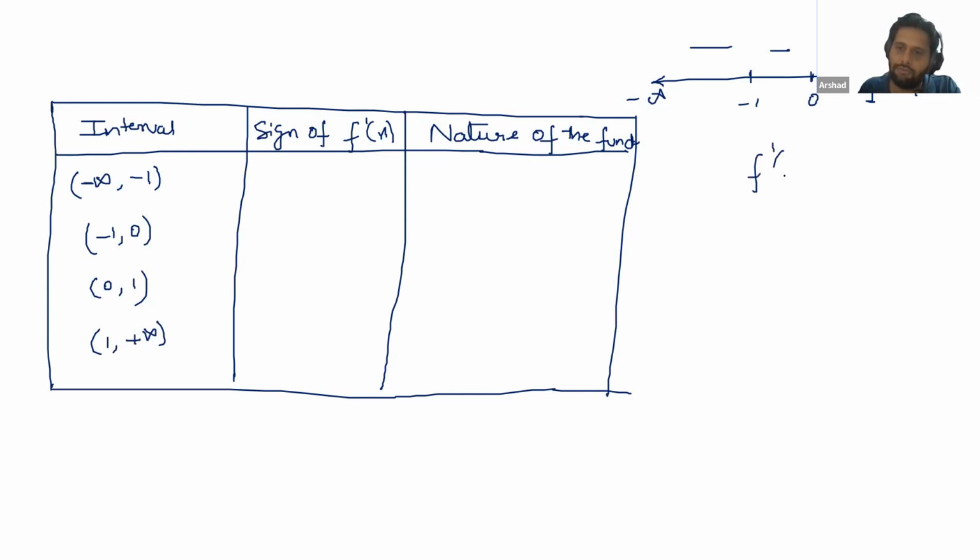So what is f dash x we have? It is x square minus 1 by x square. This is always positive in the denominator, so we need to focus on the numerator. First, can you give me any number from minus infinity to minus 1? Minus 2, okay. Put minus 2 here, this becomes 4 minus 1, which is positive. So the nature of the function is strictly increasing.